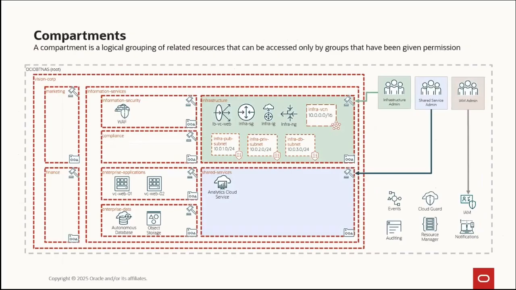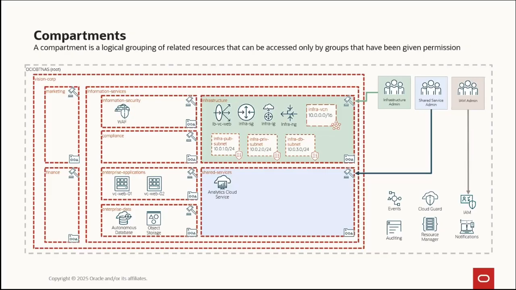So first one, let's start talking about compartments. A compartment is a logical container for your resources, such as your virtual cloud networks, your instances, your databases, all that can be grouped in the compartments. And this can be accessed only by groups that have been given permission to. So compartments let you organize your resources and control access. It matters how the compartment structure is designed, since you'll be giving access to the resources based on that design.